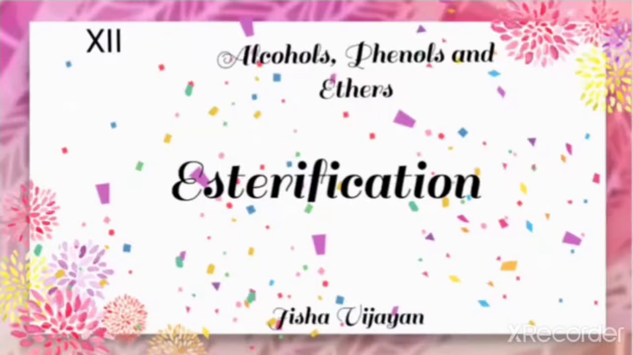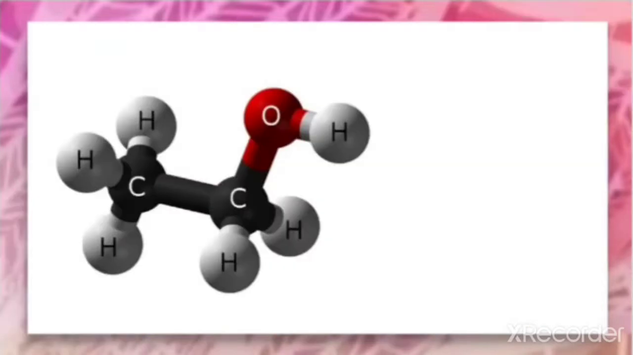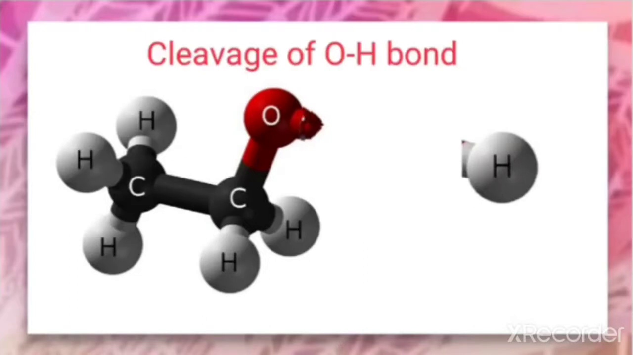Hello students, let us discuss esterification. As we are discussing the properties of alcohol, in which we have learned that there are two polar bonds, the reactions are of two types here. First, the reaction which involves the cleavage of OH bond. So we are discussing the reactions involving the cleavage of OH bond. Esterification reaction is also of this type, in which there is a cleavage of OH bond.